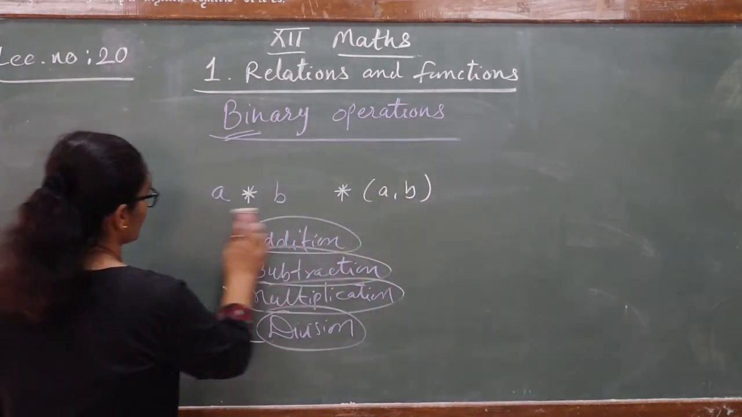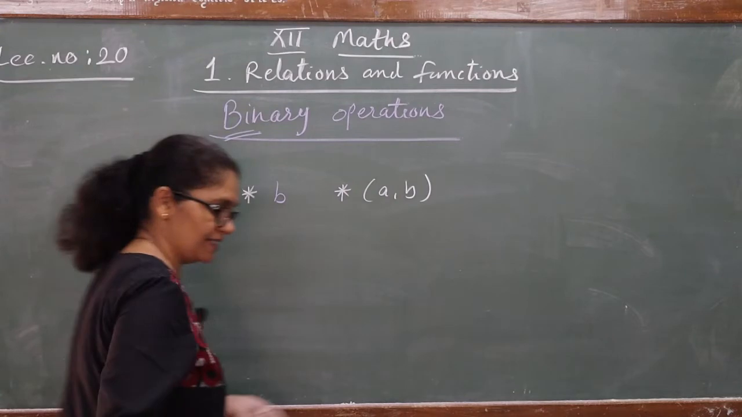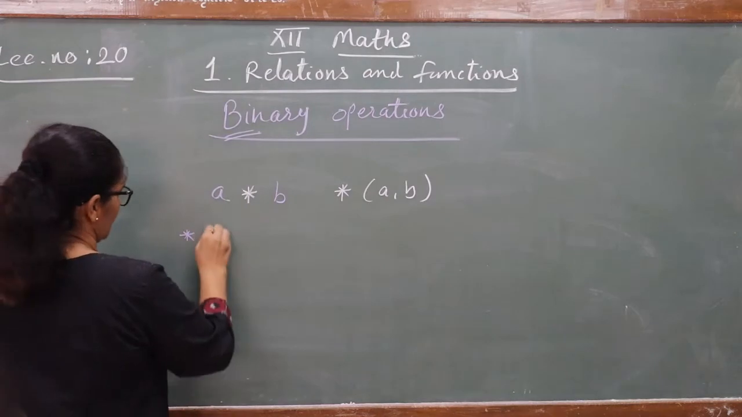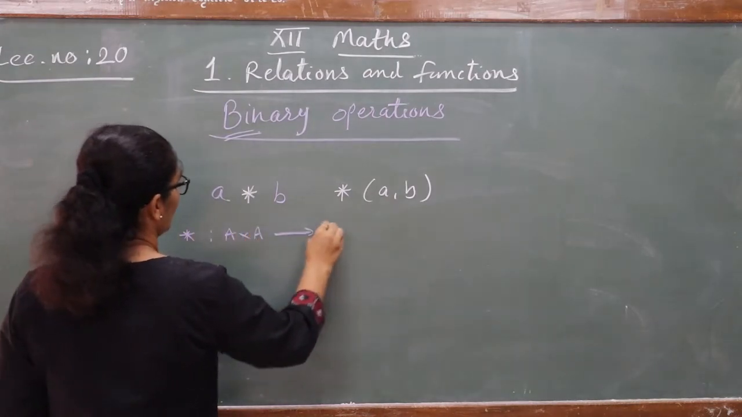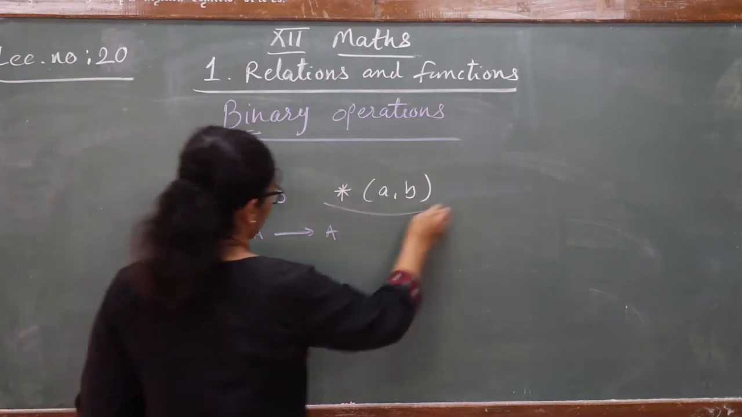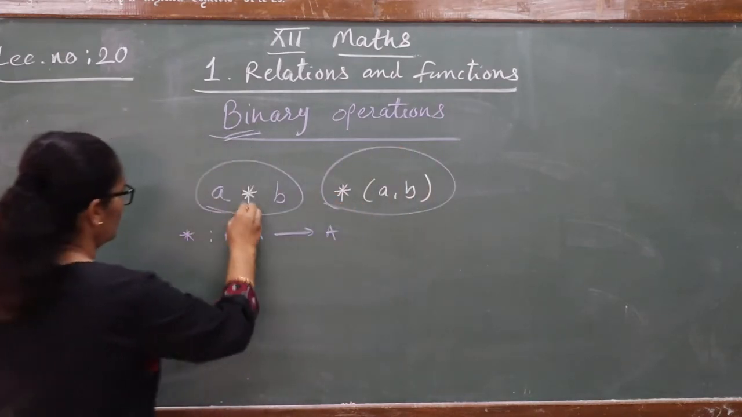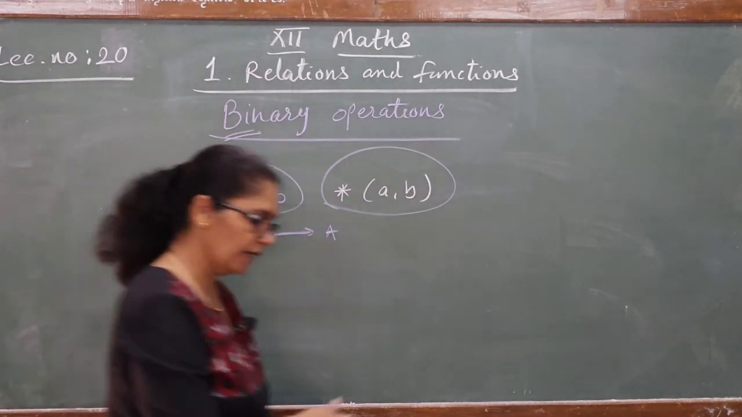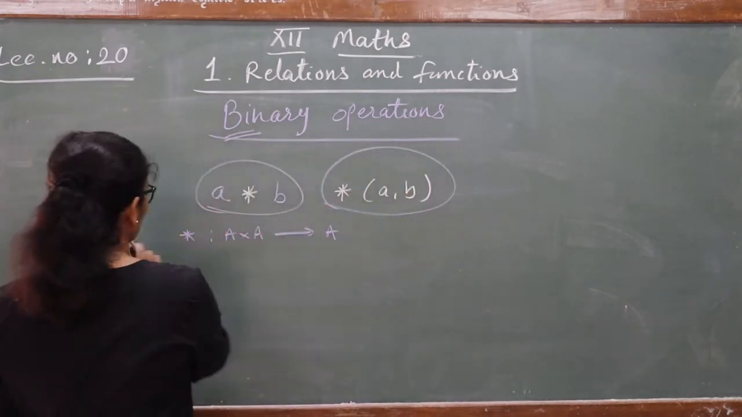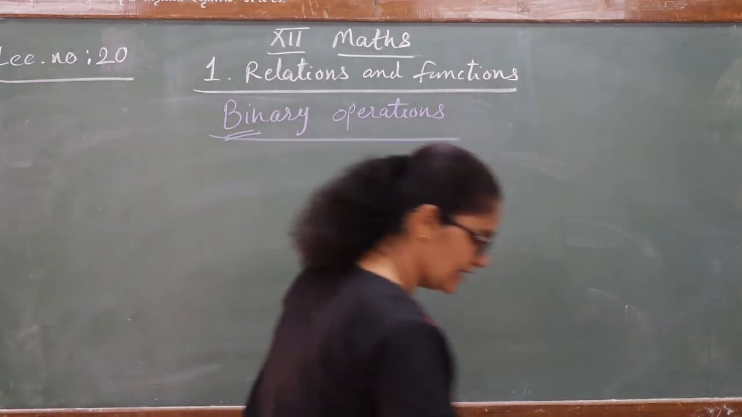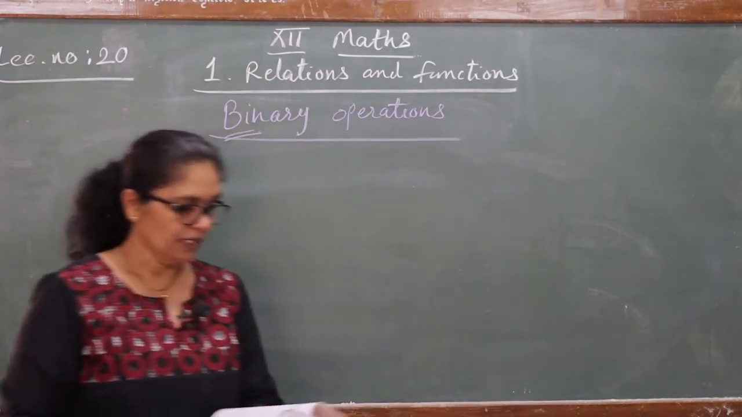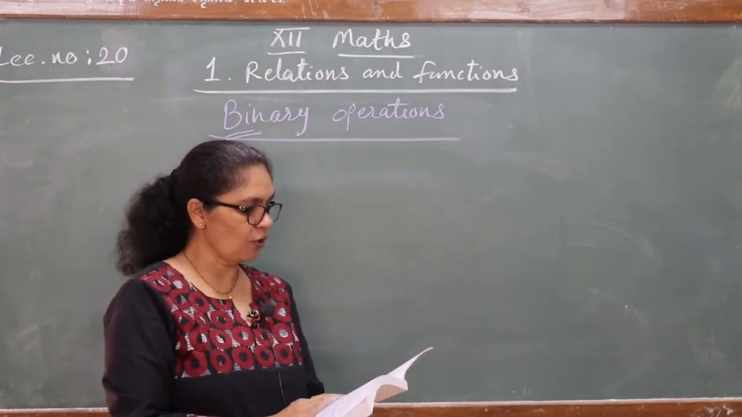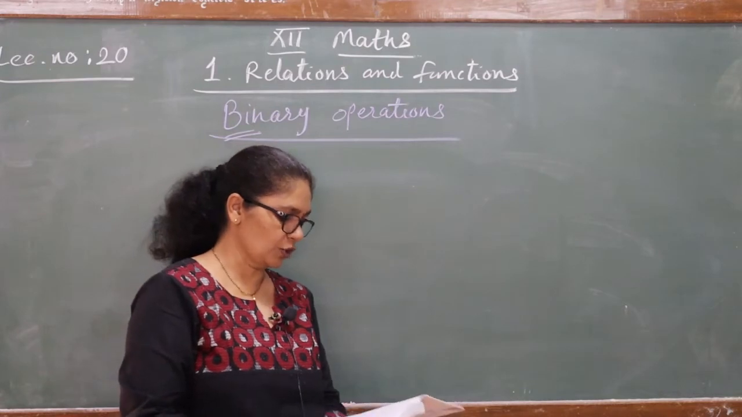What is the definition of binary operation? A function is defined from A cross A. Suppose I mention this function is defined from A cross A to A. Then this binary operation can be written in this way or this way, both notations. This is your definition number 10 of a binary operation. Now you can see in your textbook, the first example shows that addition, subtraction, multiplication are binary operations, but division is not a binary operation on R.